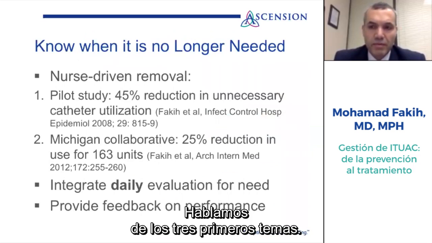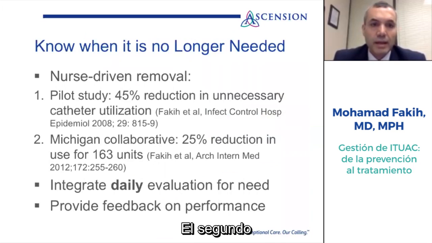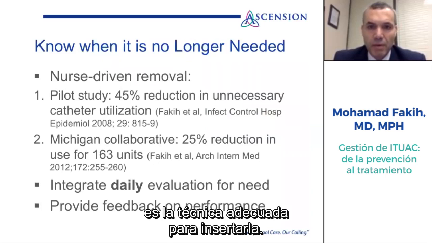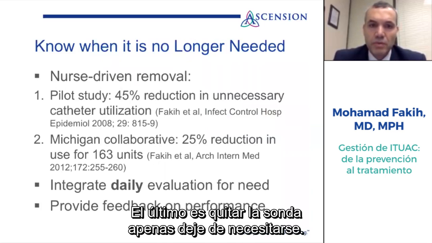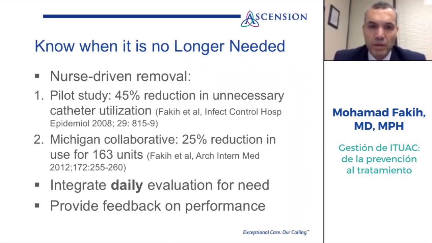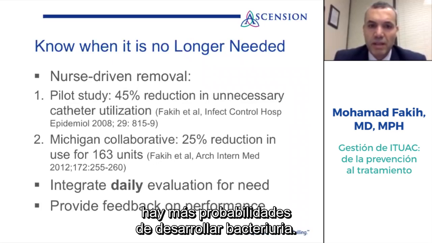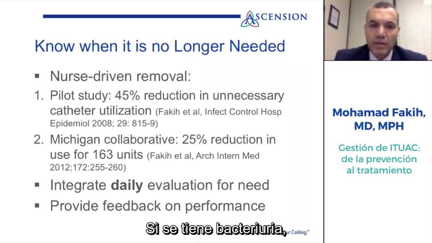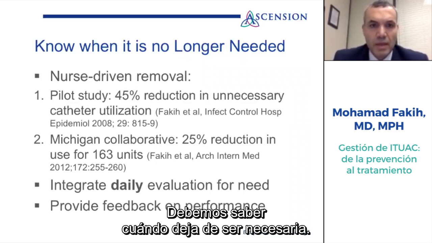So we talked about the first three components. One is identify the indications. The second one is to have proper insertion technique. The third one is proper maintenance, and the last one is to remove the catheter as soon as you do not need it. So that's a very important component, because the longer you keep the catheter, the higher the chance to develop bacteriuria, and then when you have bacteriuria, you have the risk of developing symptomatic urinary tract infection. So know when it's no longer needed.